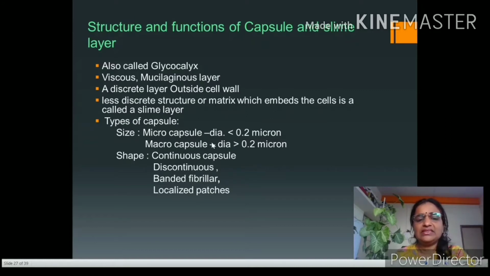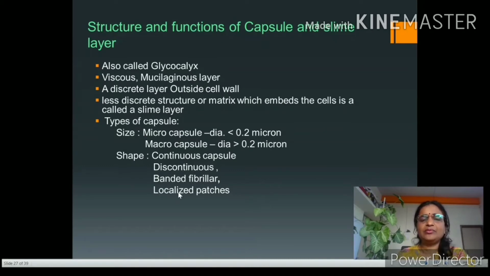Students, when you see a capsule under the compound microscope, we are generally observing a macrocapsule, because macrocapsules are quite larger in diameter as compared to microcapsules. Capsules having a diameter greater than 0.2 micron are called macrocapsules, and they can be easily visualized under the compound microscope. Now there is another basis for the classification of capsule, and that is the shape of the capsule.